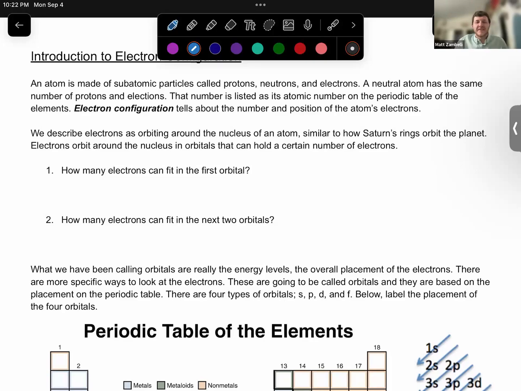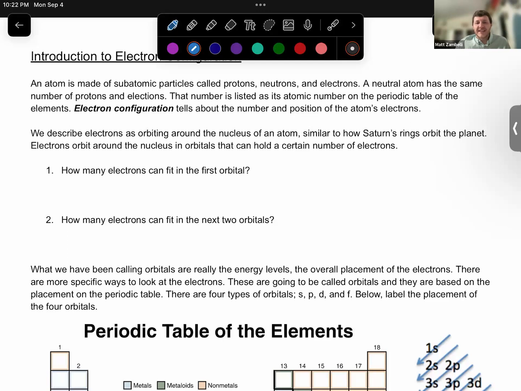Hey, ladies and gentlemen. So, what we're going to be doing today is talking about electron configuration. And so, electron configuration is about one of our three subatomic particles. Can you guess which one it is? So, hopefully, you did figure out that it's all about the electrons in this case.